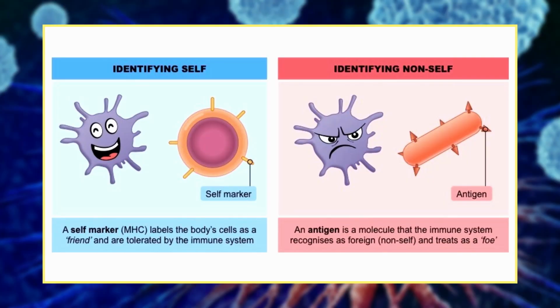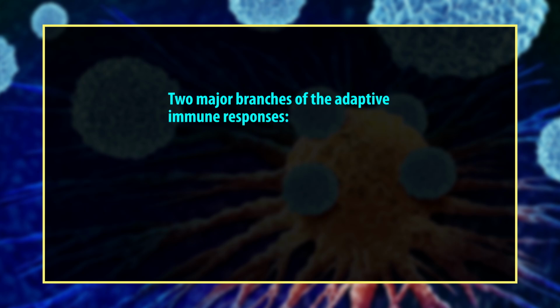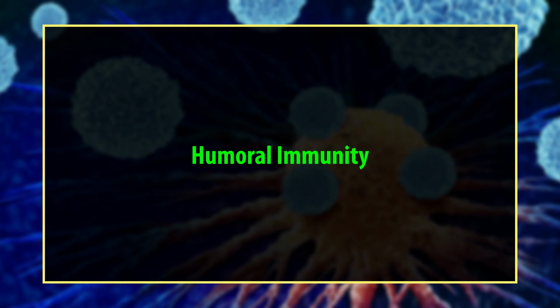Importantly, adaptive immunity demonstrates self or non-self recognition, targeting only foreign antigens while sparing the body's own cells, an ability essential for preventing autoimmune reactions and ensuring precise immune protection. There are 2 major branches of adaptive immune responses. The first one is the humoral immunity and the second one is the cell-mediated immunity. We will now be discussing the humoral immunity.